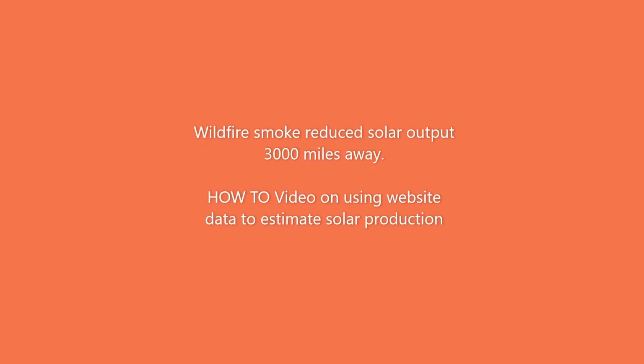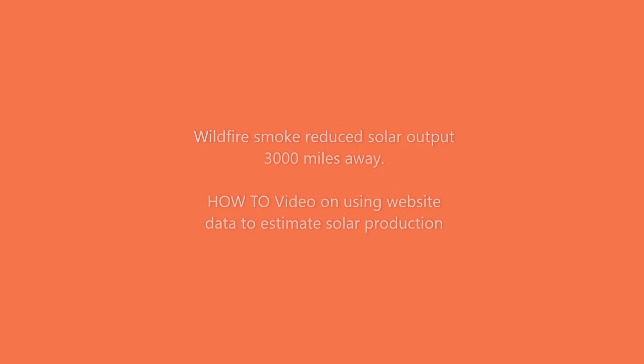July 19th, 2021 was an interesting day. Wildfires in the USA West and Canada put smoke into the air, and that smoke was blown to the northeast, leading to air quality advisories and dimming the sun for several days. This video is how I estimate solar production from the Weather Underground website Weather History feature.